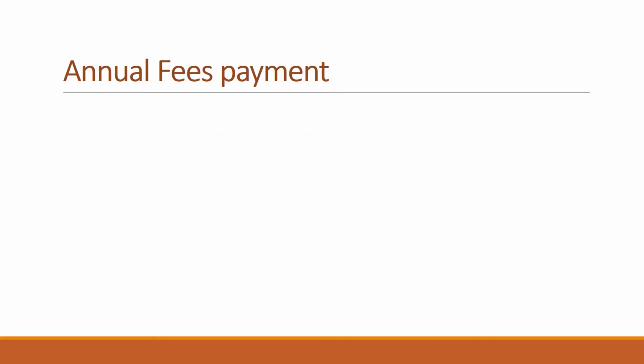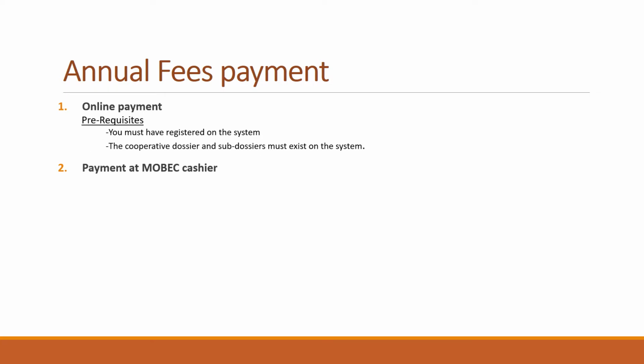Now let's move on to the annual fee payment. There are two ways to do the annual fees payment. You can do the payment either online or at the mobile cashier. For online payment, you must have registered on the system. Also, the cooperative dossier and sub-dossiers must exist on the system. So let's see in detail how to perform the online payment.